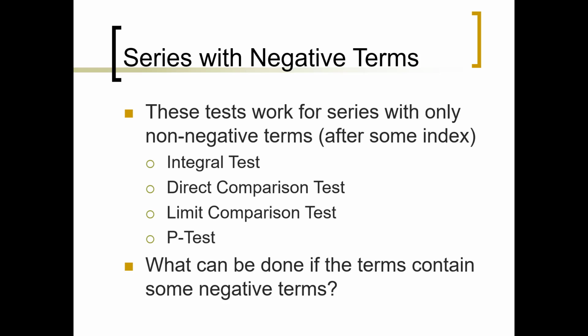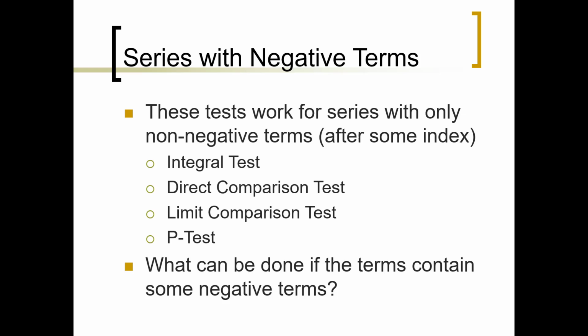But these tests work only for non-negative terms, except for the case of the geometric series test where it could oscillate back and forth. So the integral test requires positive terms, the direct and limit comparison tests require positive terms, and the p-test is used on the p-series, which have positive terms. So we're really limited if the series has negative terms. Now, if the series has a finite number of negative terms, we just look at the partial sum up to that point, ignore it, and look at the remaining portion of the series. As long as the remaining portion converges, the original series will converge also.